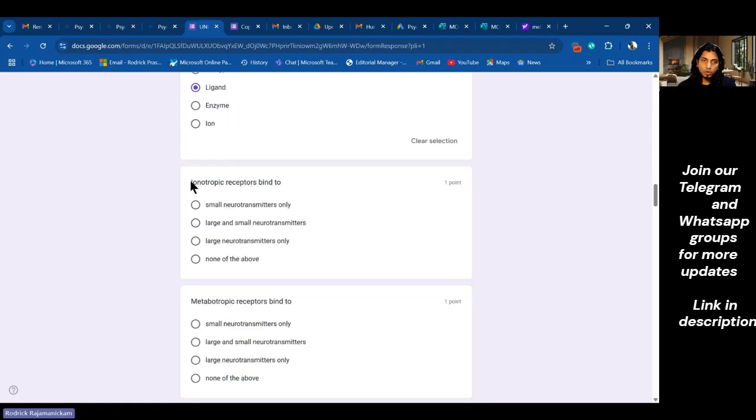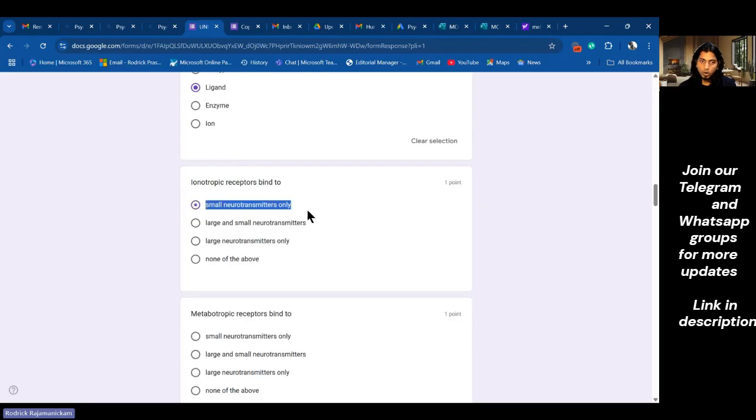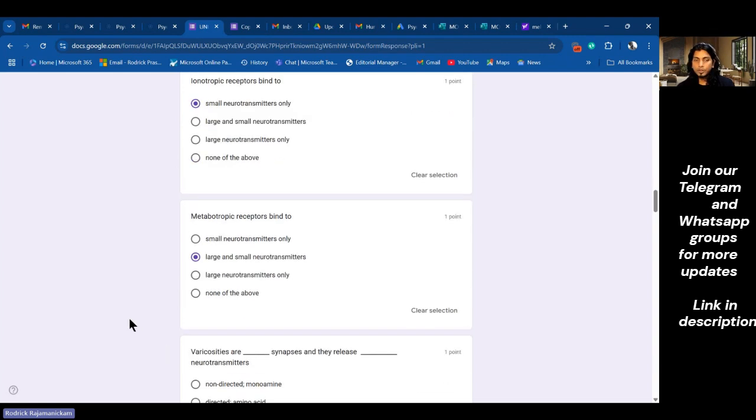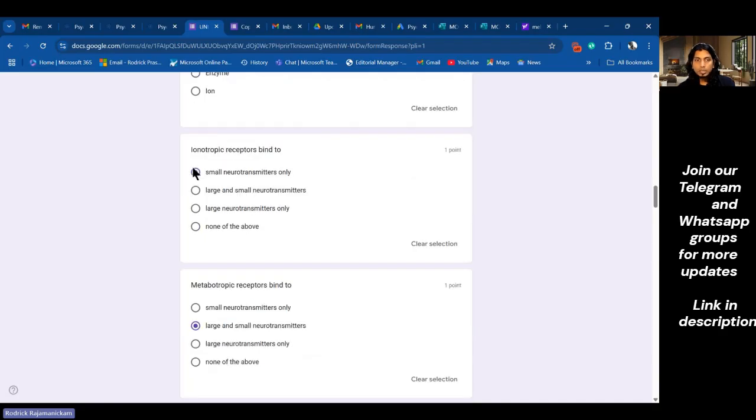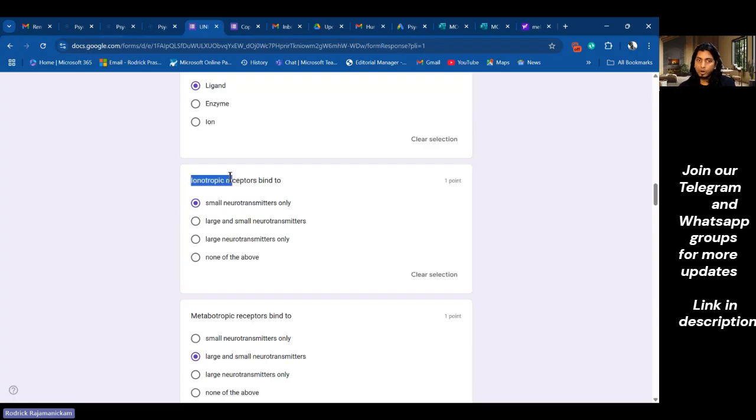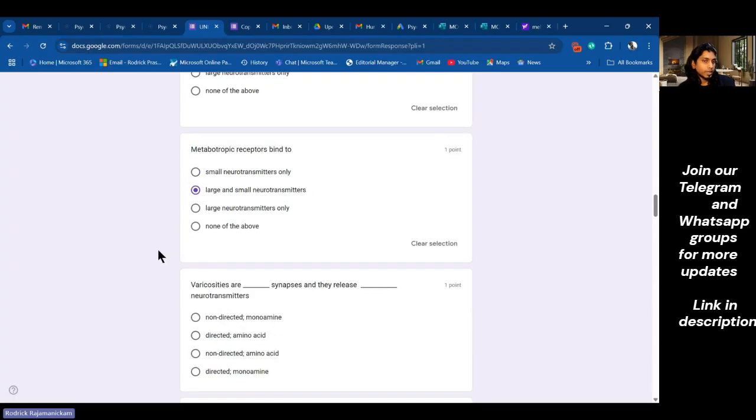So then we have ionotropic receptors and metabotropic receptors. Ionotropic receptors bind to small neurotransmitters only, and metabotropic receptors can bind to large neurotransmitters also. So that is one of the major differences. They are bigger and can have large, more protein-based neurotransmitters like peptides attached to them. Small neurotransmitters get attached only to the smaller ionotropic receptors. So that is one major difference.